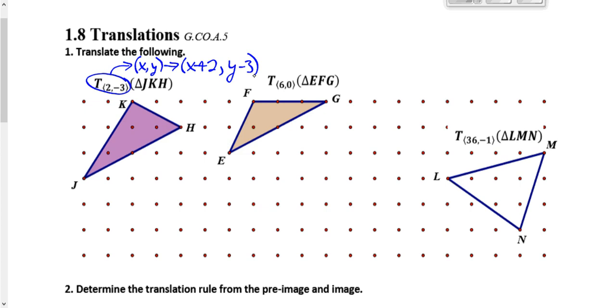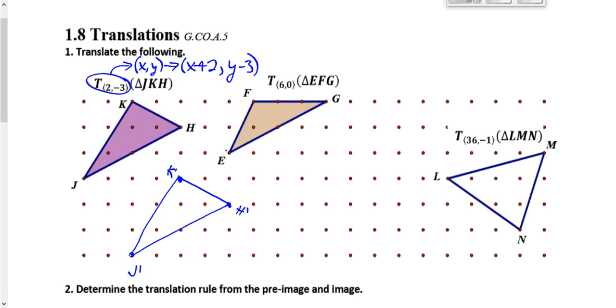Okay, so all we do then is take, let's take J. Over 2, down 3: 1, 2, 3. And here's our J prime. I'll draw the paths in a minute, okay? The same thing with K: over 2, down 3. And here is K prime. And then H, over 2, 1, 2, 3, H prime.